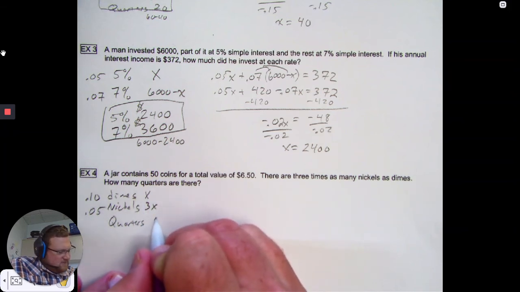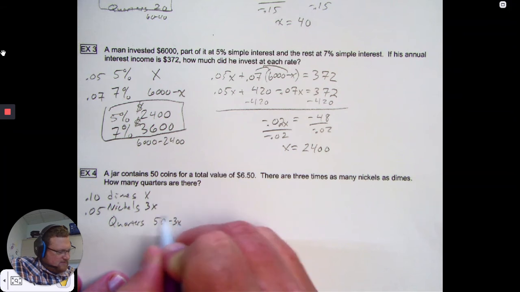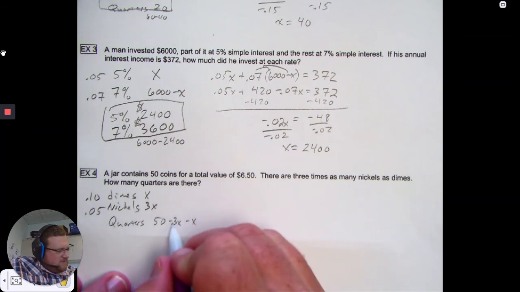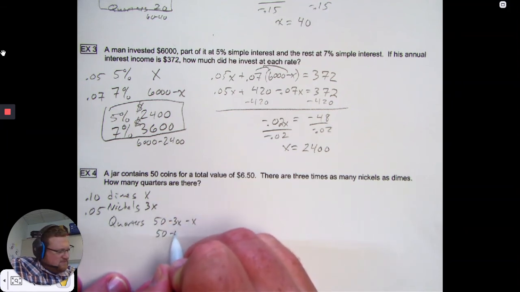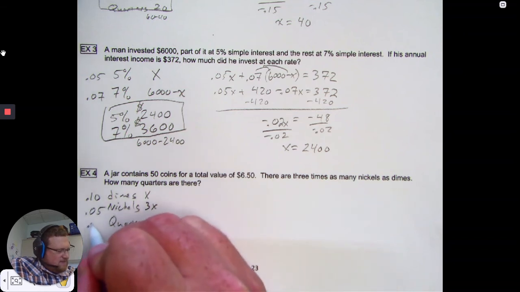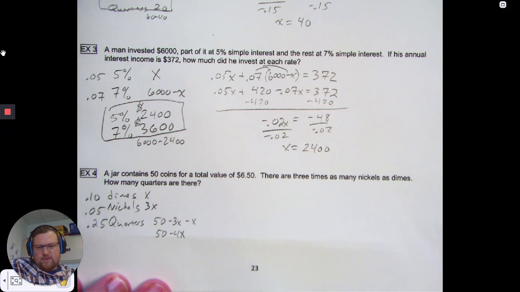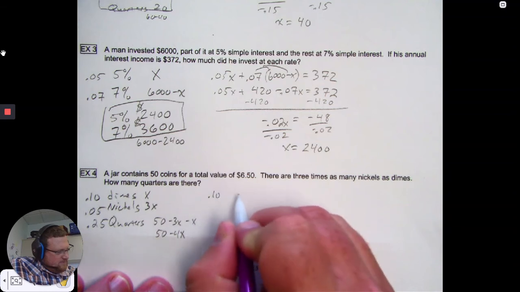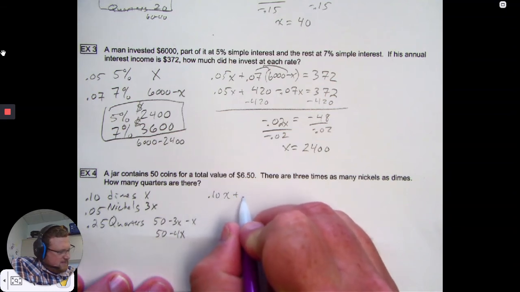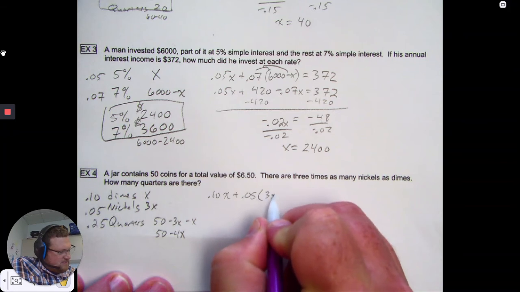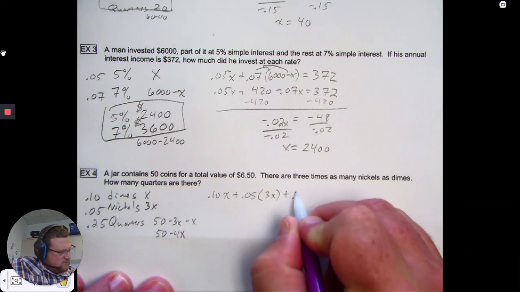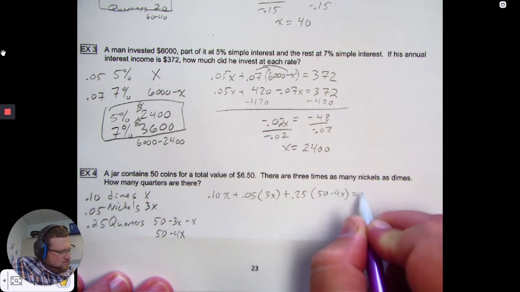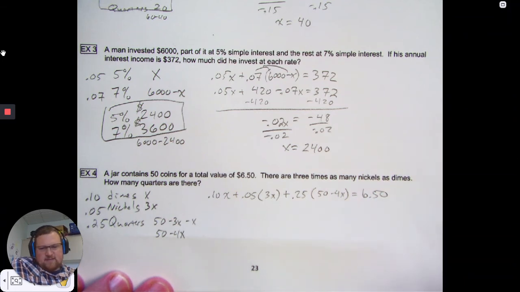If you take the total number of coins, which is 50, and subtract out the 3x from your nickels and the x from your dimes, it'll tell you how many quarters you have. So 50 minus 3x minus x is really just 50 minus 4x. And a quarter, as we talked about earlier, is worth $0.25. So if I add in the 0.10 for each dime, my 0.05 for each nickel, and my 0.25 for each quarter, that has to add up to a total of $6.50 because that's the total value in the jar.